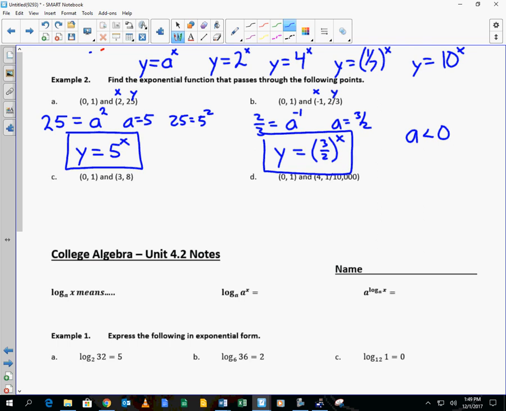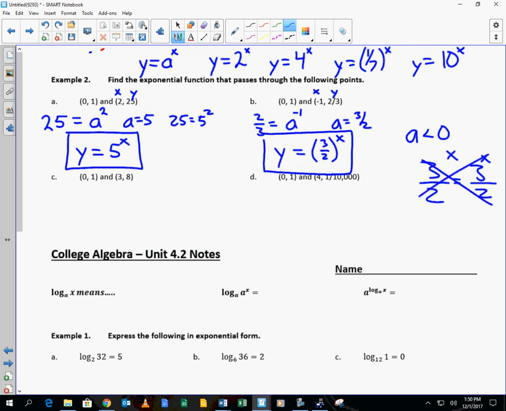You do have to have it in parentheses, and this is the reason why. If you write 3 halves to the x power, technically that means 3 to the x power divided by 2. So all fractions need to be written in parentheses that way. Okay. So we don't want that.